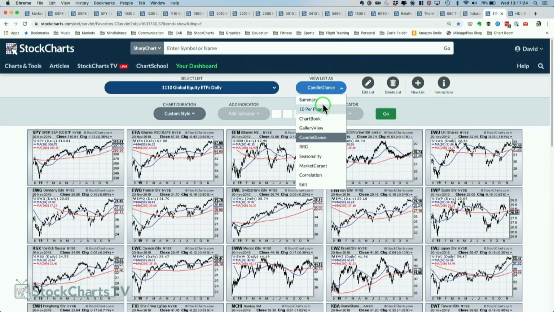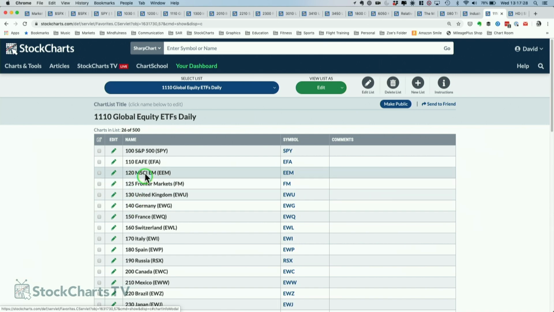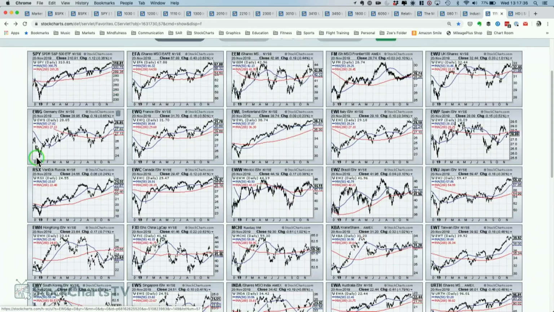If I show you the summary, the edit page, I've ordered them in number order to start with the broad global regions and then get into some of the individual countries. So this chart list in particular hits on the key global ETFs. The question we asked was on US versus global versus non-equity asset classes. The way that I would think about those first couple is by looking right here in the upper left. What is the US doing? What is EFA doing? EM, frontier markets.